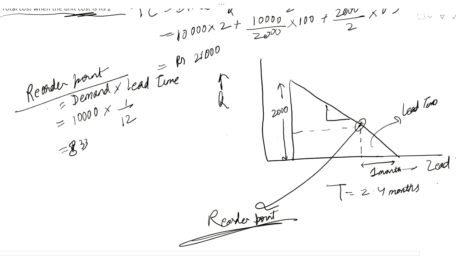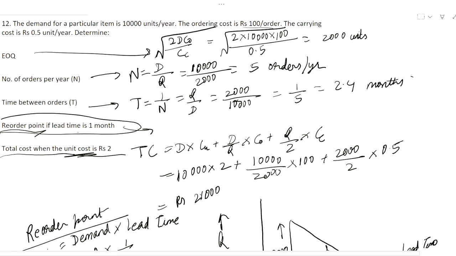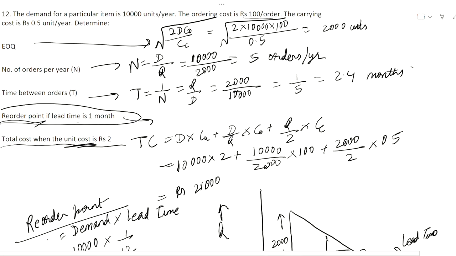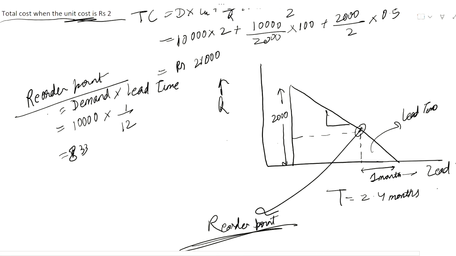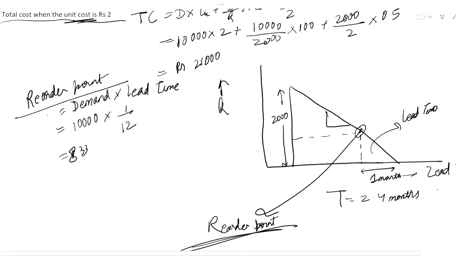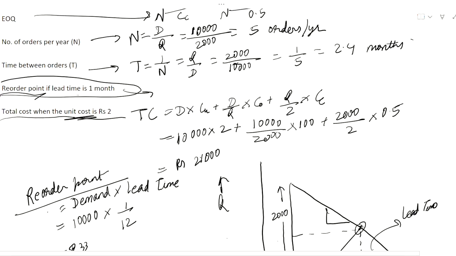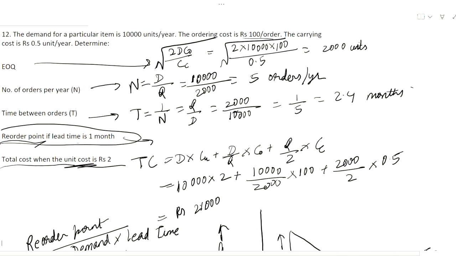Now in this question, the demand is given, ordering cost is given, carrying cost is given. Here, apart from the normal EOQ, number of orders per year, and time between orders, we find out the reorder point by taking demand into the lead time, which is given as 1 month.